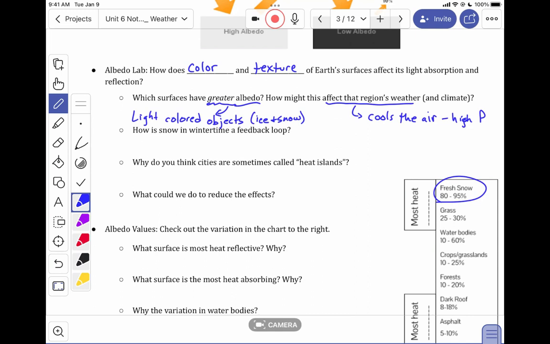So snow, we said, just cools the atmosphere, cools the air. When we have snow on the ground, it's reflecting so much of the light that it's not making the ground warm. Well, that's going to make the air colder then. And as the air is colder, it's not able to hold as much moisture. So as it loses the ability to hold moisture, then clouds are going to form, and it could produce more snow.